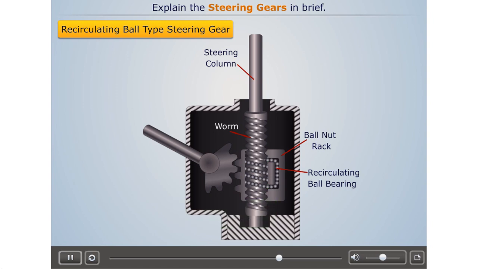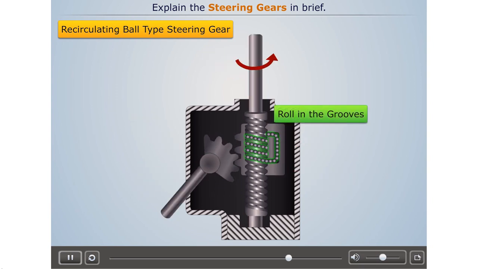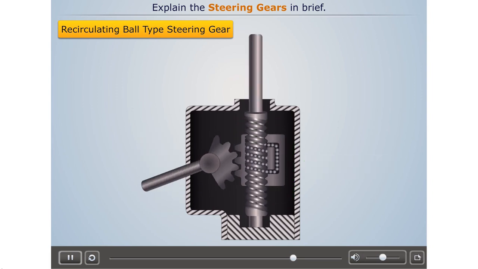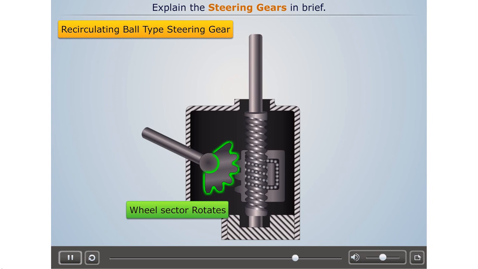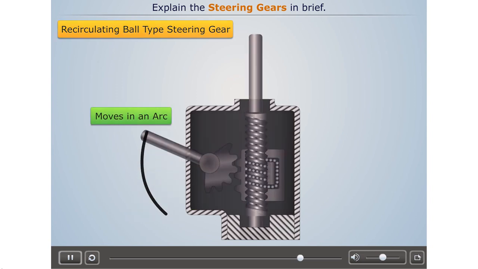The nut rack is also provided with a few teeth outside, which always remain in mesh with the worm wheel sector. The drop arm is attached rigidly to the wheel spindle that carries the worm wheel. Now when the steering wheel rotates, the balls in the worm roll in the grooves and cause the nut rack to travel along the axis of the worm. This movement of the nut rack causes the wheel sector to turn at an angle, which causes the drop arm to move in an arc and thus provide the steering.